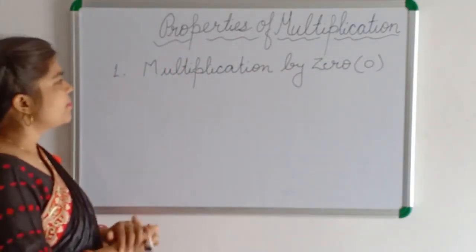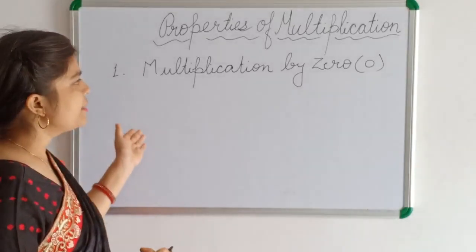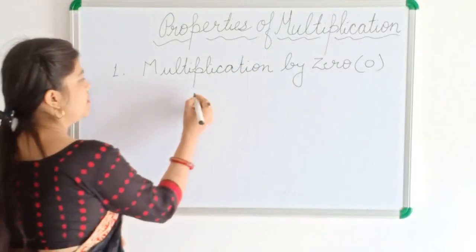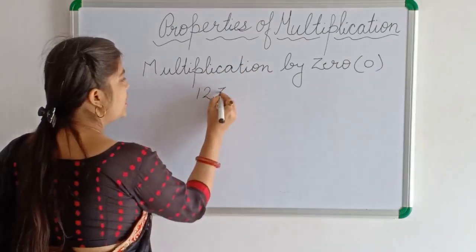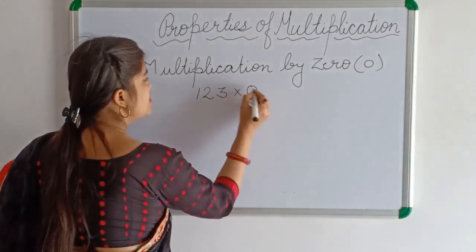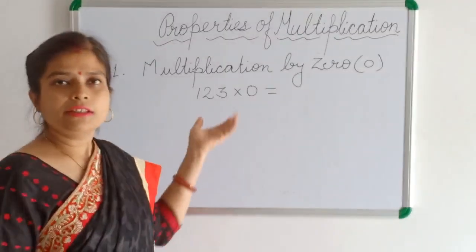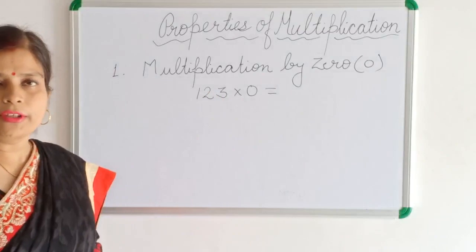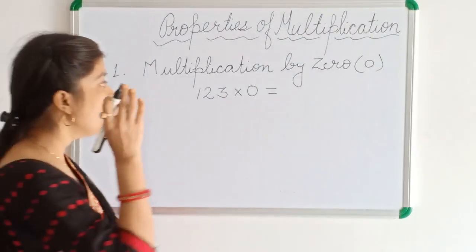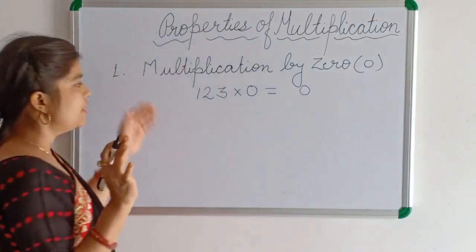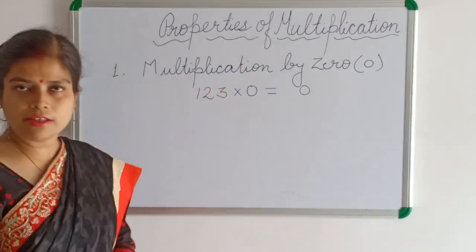By the name of this property you can understand we have to multiply the number by 0. I can take any number, okay? 123, I have to multiply by 0. In this property, when any number is multiplied by 0, the product will be 0. It will always be 0. No need to do anything, only I have to put here 0. So 123 into 0 is 0.